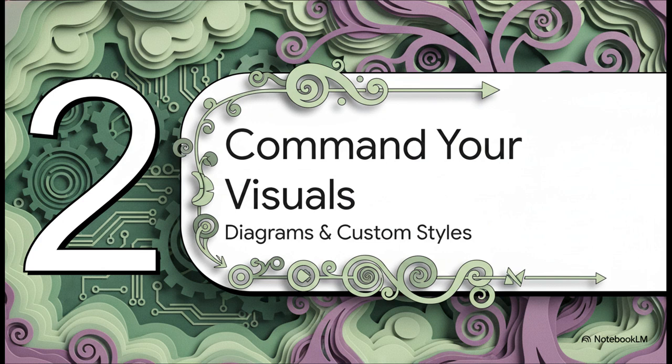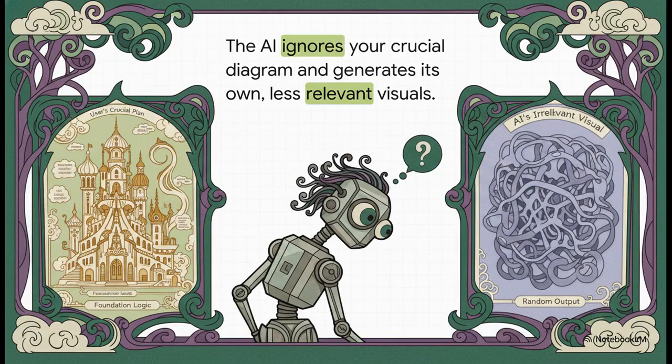Now we're talking about commanding what your audience actually sees on screen. This is all about forcing specific diagrams to show up and even creating your own custom visual styles from scratch. Here's another one I hear all the time. You have that one critical diagram, that one chart that is the absolute centerpiece of your whole presentation. But then you generate the video and poof, the AI creates some generic stock image and your masterpiece is nowhere to be found. So frustrating.